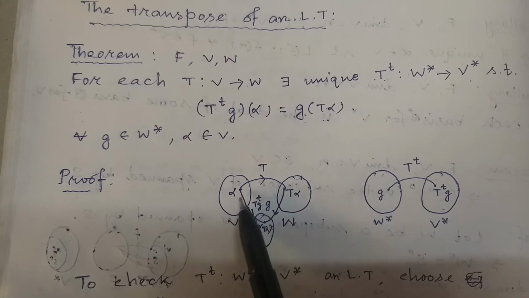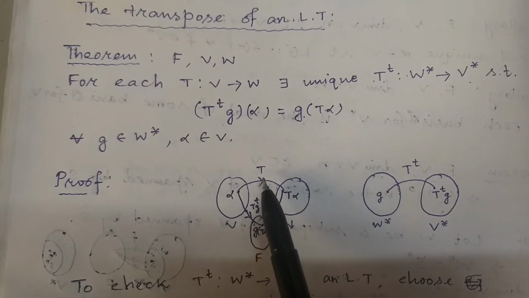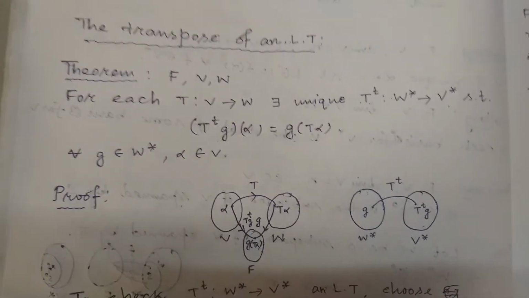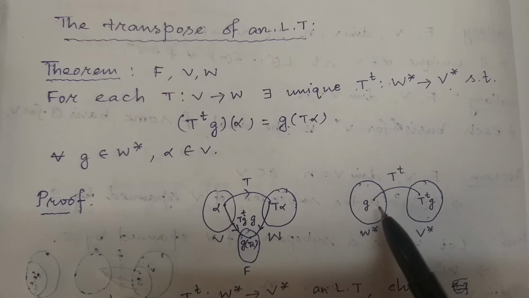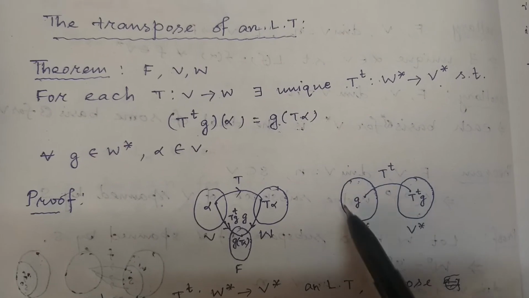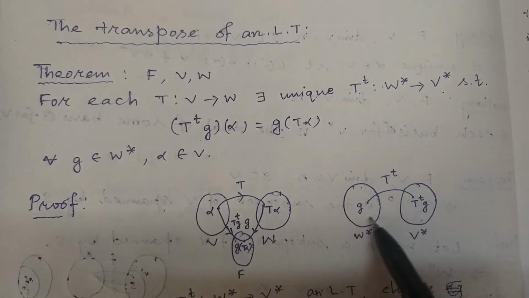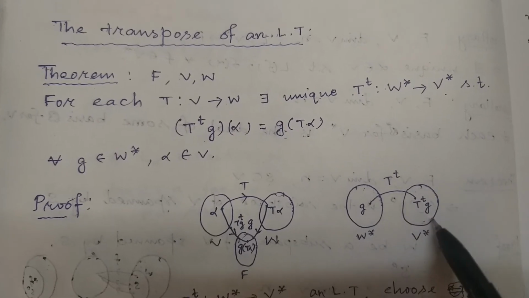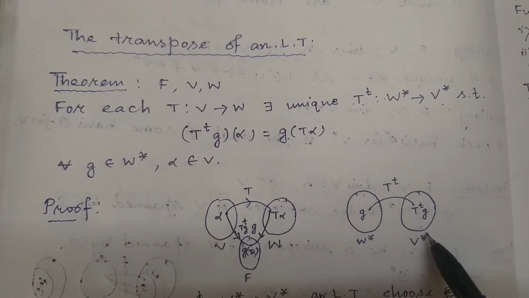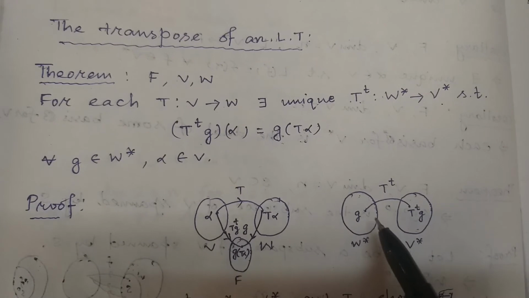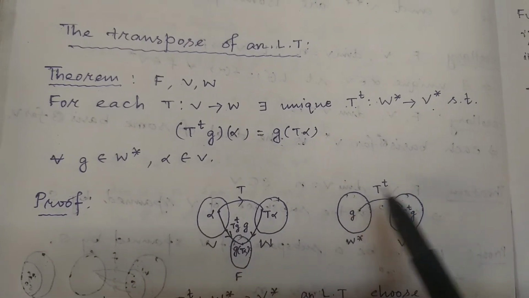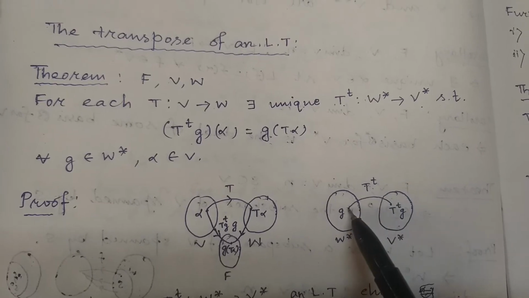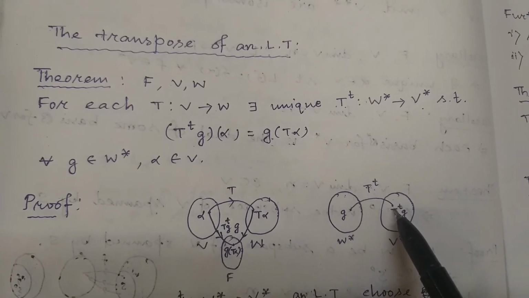T is a linear transformation from V to W. So T takes alpha to T alpha. Clear? Now the conclusion is that this is W star, meaning the collection of all linear functionals from W to F. This is V star, the collection of all linear transformations from V to F. So g is an element in W star. T transpose is a mapping; it maps g to T transpose g.